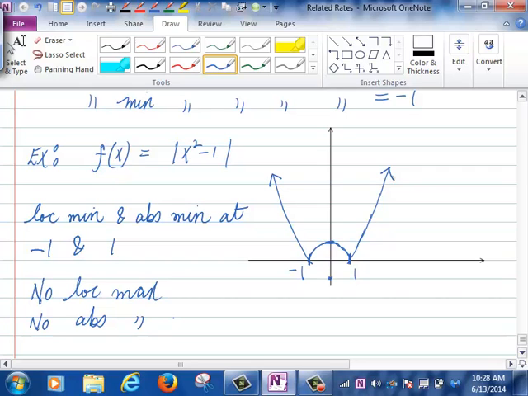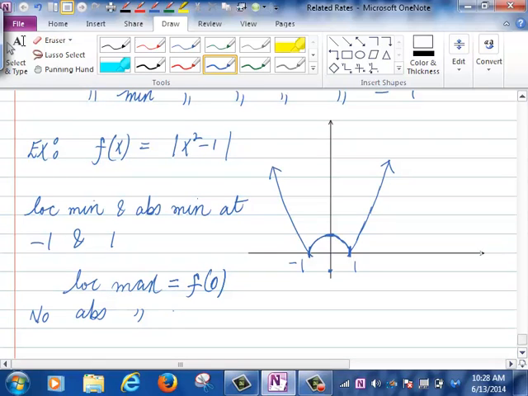Oh yes. What am I saying? Local max. Thank you. I said it wrong. Local max is at 0. Okay, f of 0, sorry. So f of 0 is a local max. I don't have any absolute max here. Okay, everybody is clear? Did you guys see my mistake? Okay, all right. So that's that.